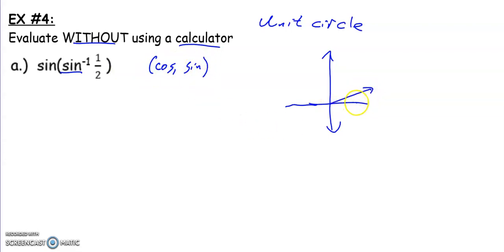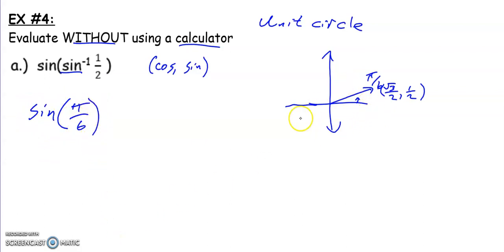So the first line up has a sine value of 1/2, and the cosine value is radical 3 over 2, and that's at pi over 6. So we're going to find the sine of pi over 6. Well, the sine of pi over 6 is 1/2. So if you have the sine of your arcsine, the cosine of your arccosine, the tangent of your arctangent, it's always whatever that value is.